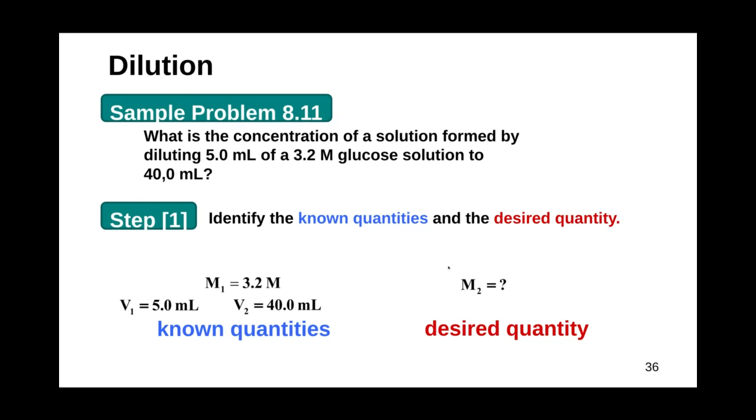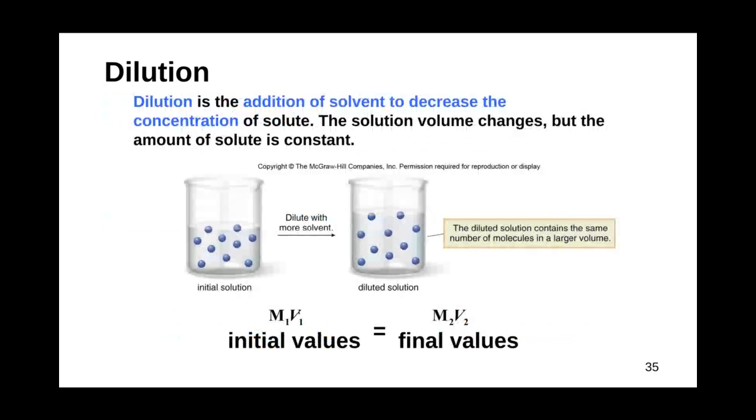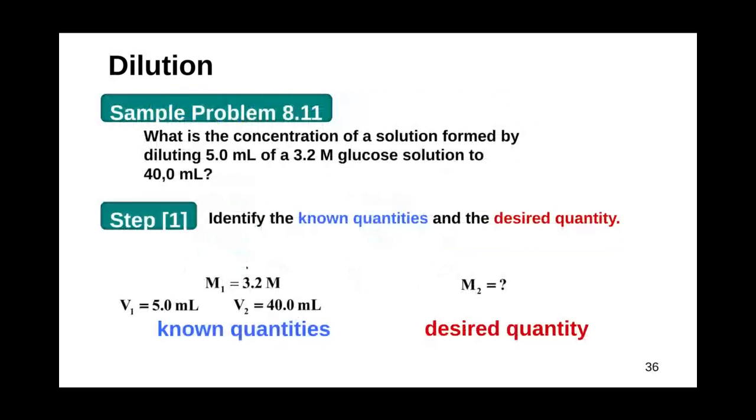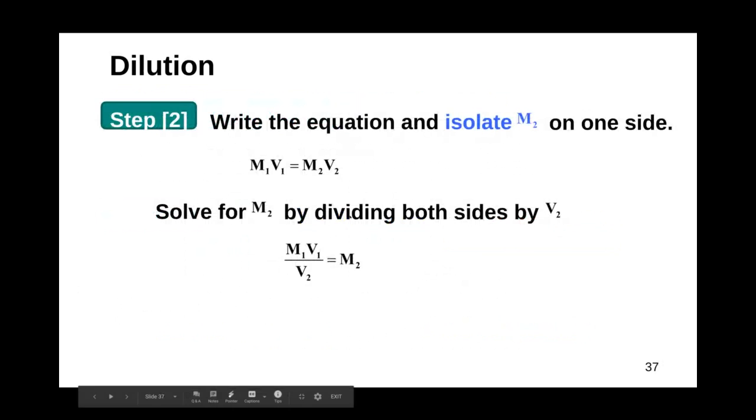We're looking for M2 in our equation, right? M1, V1, M2, V2. We're looking for M2 here because we know V2. So we start off by knowing V1, which is 5 milliliters. We know M1, which is 3.2 molarity. And we know V2, which is 40 milliliters. We're looking for M2.